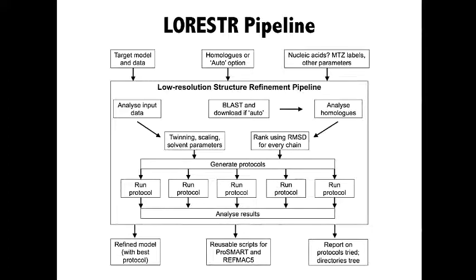You would take input, target, model and data. It will analyze this input data and determine appropriate twinning, scaling, and solvent parameters. Then you can provide your own homologs, but it can also do a BLAST search using your sequence, analyze homologs, and rank them to determine what sort of protocols should be generated. It will then use ProSMART to generate restraints using these homologs and run all of these different refinements in parallel for you. It will then analyze the results, decide which model is the best, give you scripts for ProSMART and REFMAC, and report on the output.